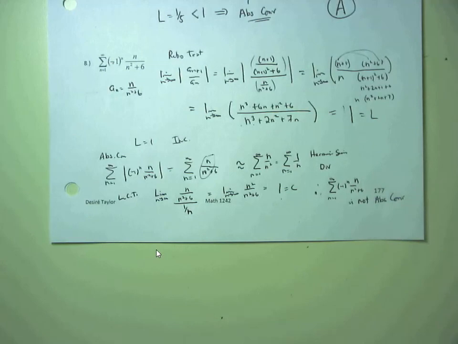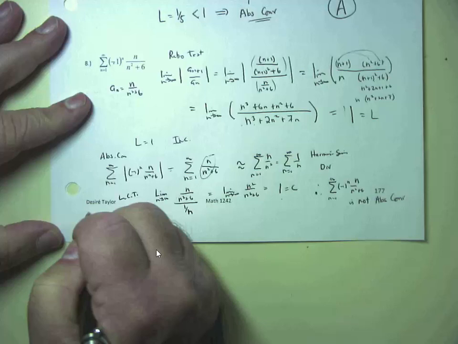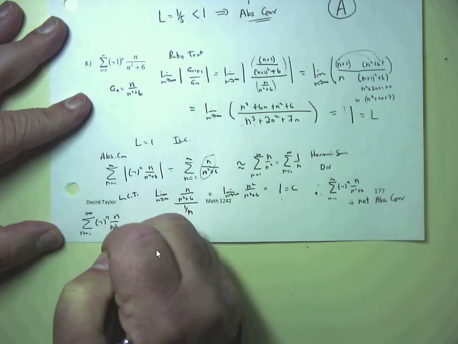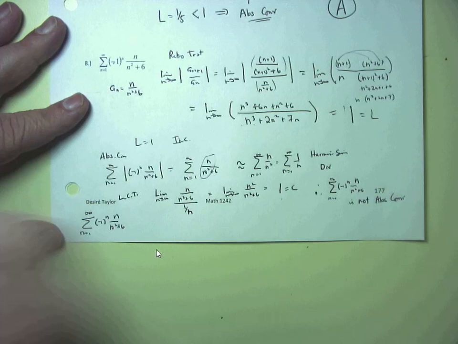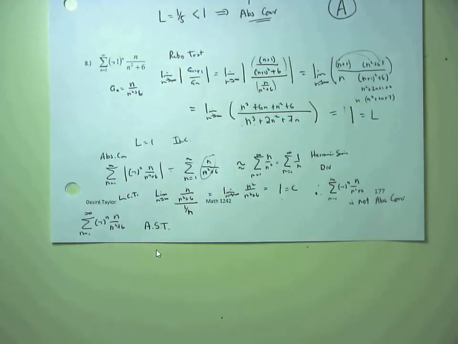I got one more test. I'll give you one that you have to jump through some hoops on. So remember our hierarchy. If it's not absolutely convergent, I'm going to test for conditional convergence. Here's the series again: the sum as n goes from 1 to infinity of negative 1 to the n over n squared plus 6. How do I test for conditional convergence? I'm going to use the alternating series test. This is when you've got to know these tests inside out. That's why I warned you guys about sheets of paper and flashcards and all that good stuff. It really does help.